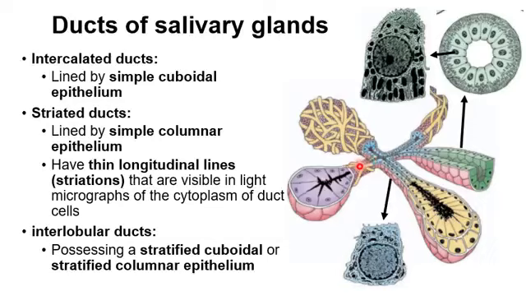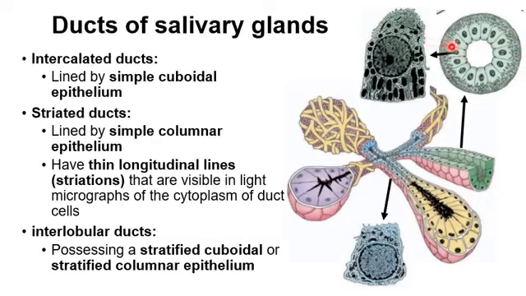Intercalated ducts give rise to striated ducts. Striated ducts are lined with simple columnar epithelial cells. These cells have basal striations, towards their basal parts.